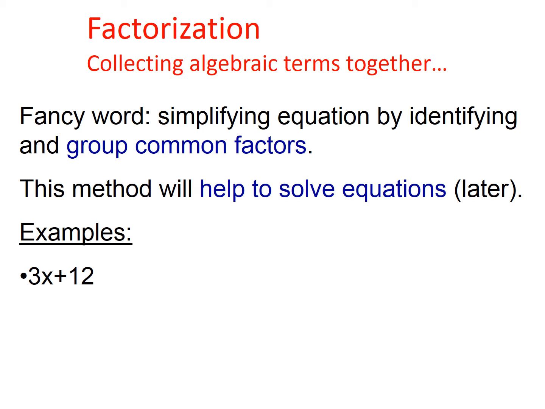So 3x plus 12. 3x can be divided by 3, right? And 12 can also be divided by 3. So 3 is a common factor of both of these parts of this equation. So I can take that 3 out, and then make a bracket of what this is divided by our common factor. In this case, 3x divided by 3 is just x, plus 4. So I've grouped a common term, which is 3, and factorised that equation.